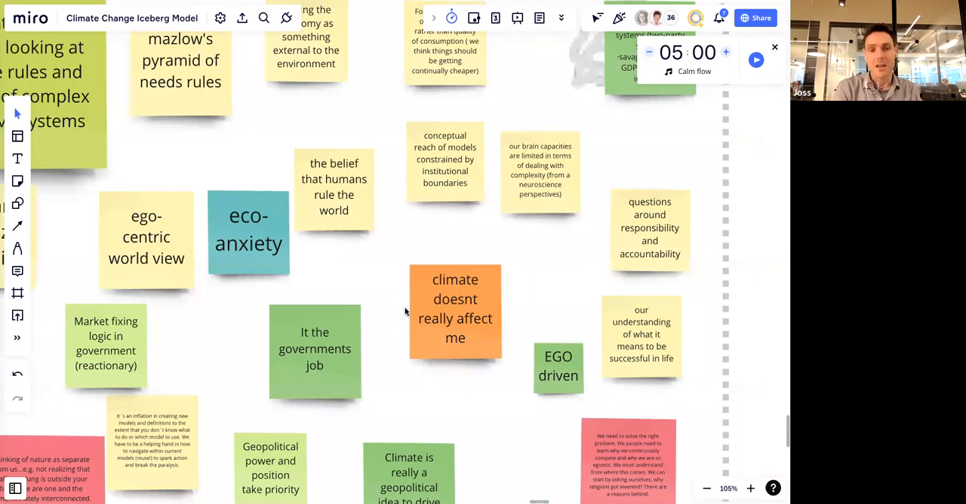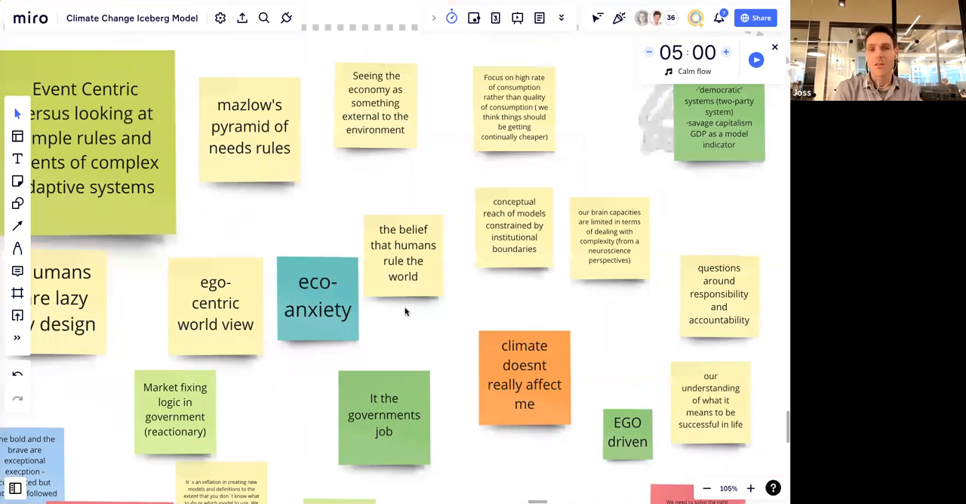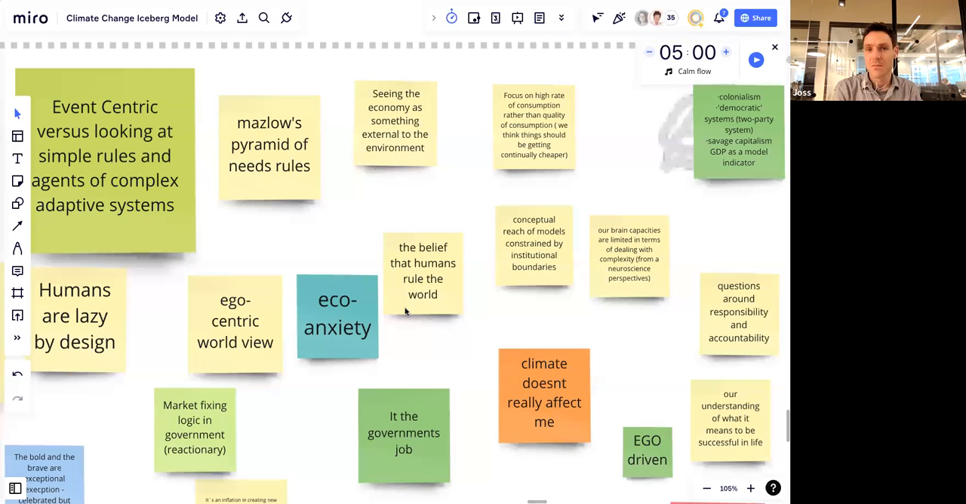Ego anxiety, eco anxiety, egocentric worldview, the belief that humans rule the world. Maslow's pyramid of needs. Yeah, and I guess for much of the world's population, this is just too far up on the hierarchy. They're just trying to earn a living today and tomorrow.